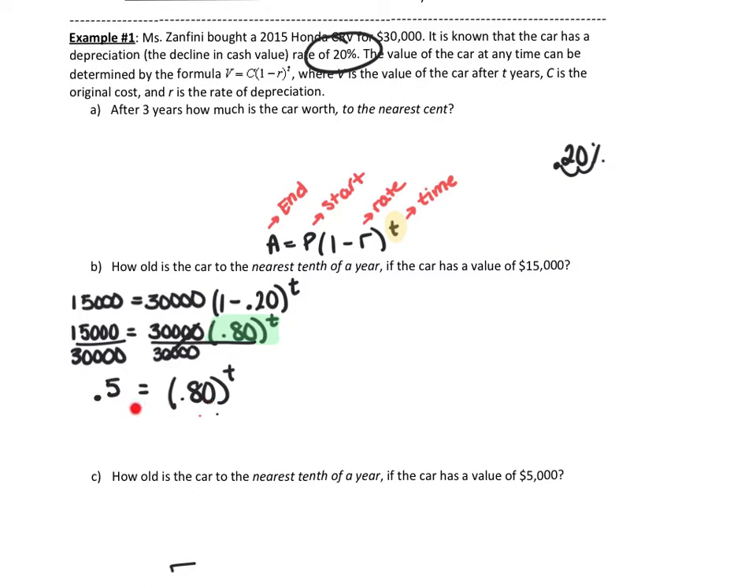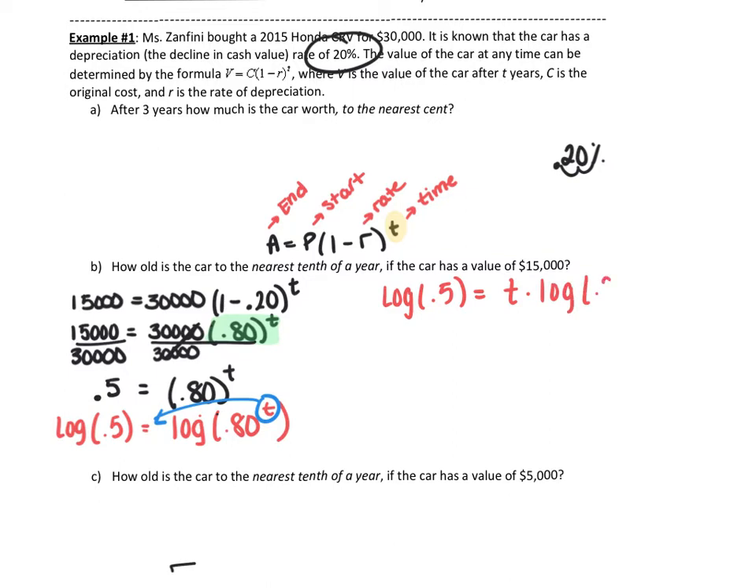So now we're at this stage. We're trying to solve for an exponent. So the way that we solve for exponents is we log both sides. So we're going to log the 0.5 and we're going to log the 0.80 to the t. And then remember, log properties say we could take the exponent and drop it down. So log of 0.5 equals t times log of 0.80.